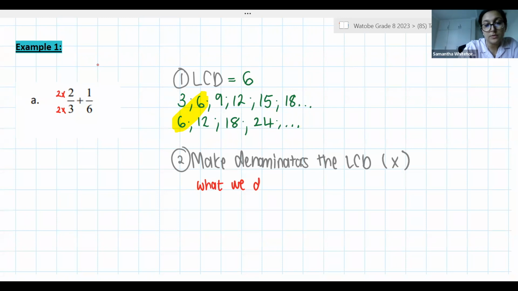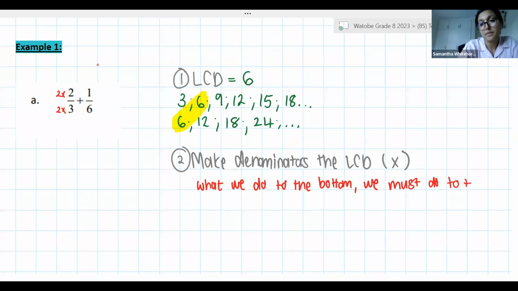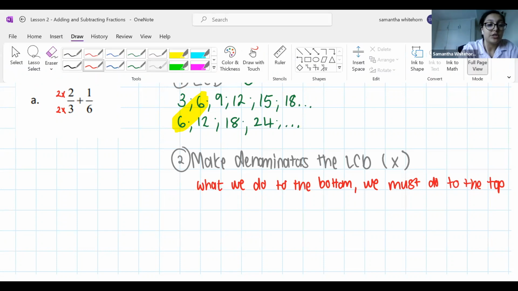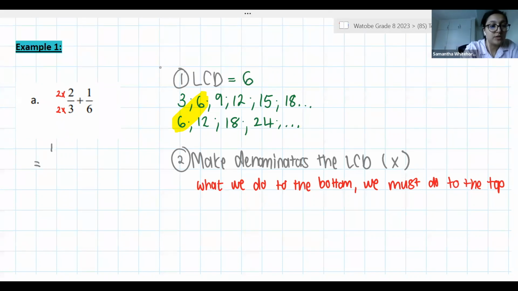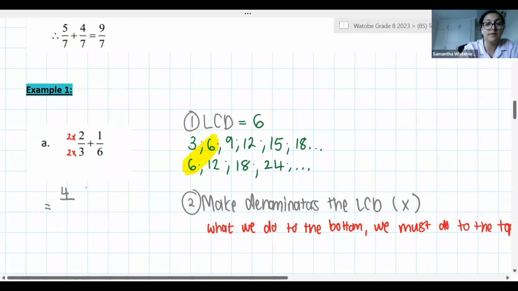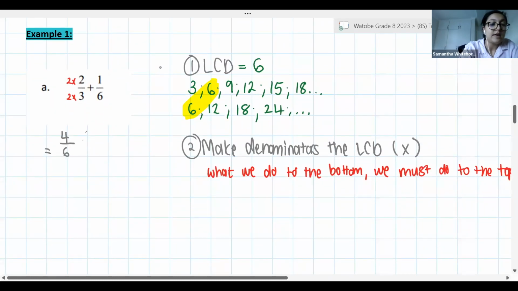What we do to the bottom, we must do to the top. So you can't only multiply your denominator, you have to multiply your numerator so that we're keeping this fraction equivalent. We're keeping it meaning the same thing. So now I can go and do that multiplication. 2 times 2 is 4, and 3 times 2 is 6. I don't need to change the denominator of my second fraction because it's already 6.